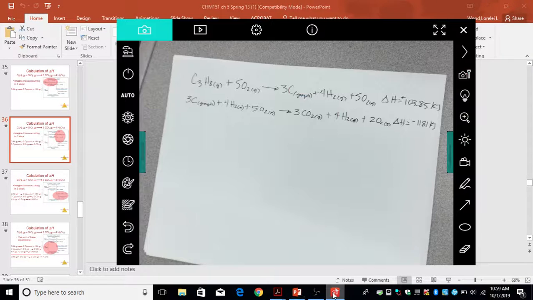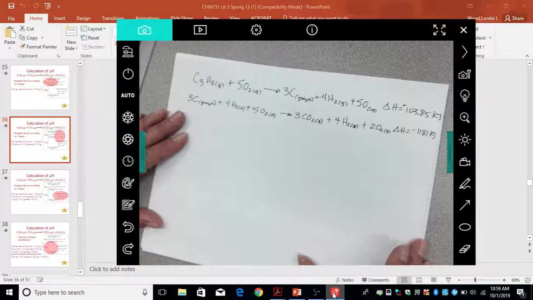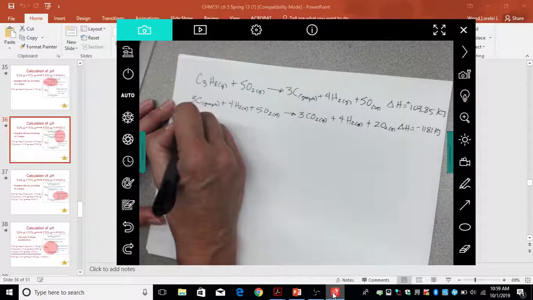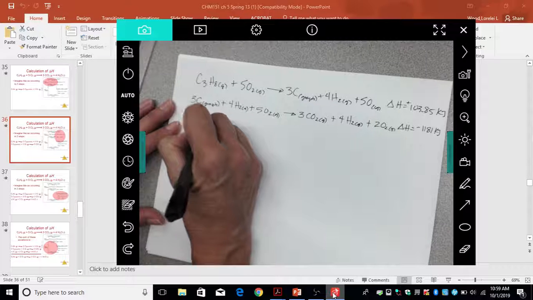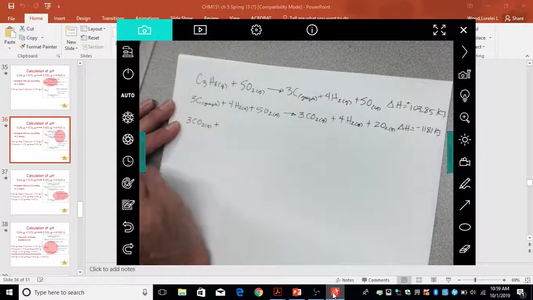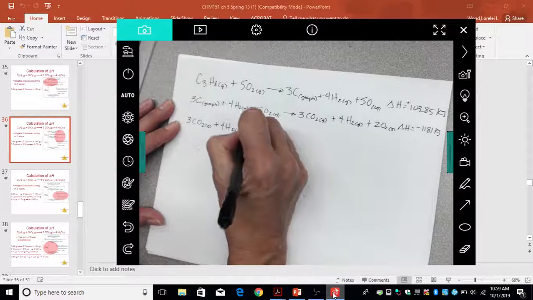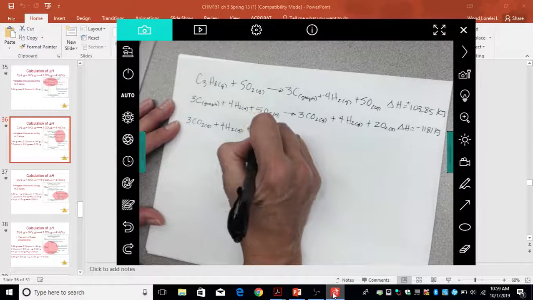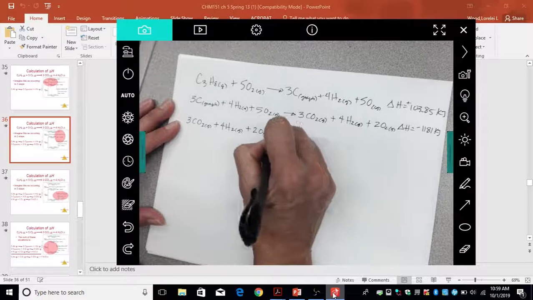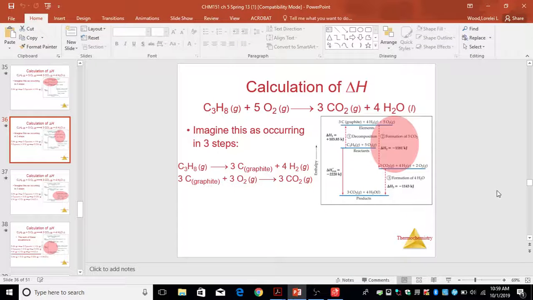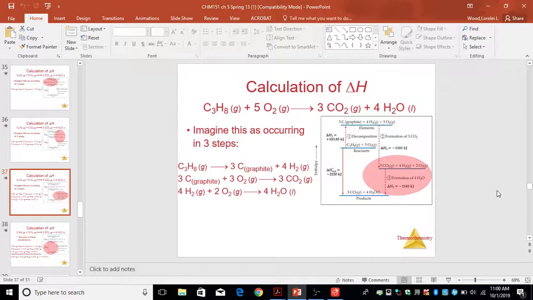Back to the Ladybug. So far, you can see what I've done. I'm going to do the same thing. Now I'm going to take my products here, and that's the third step of my reaction, 3CO2 gas plus 4H2 as a gas plus 2O2 as a gas. Right? Same kind of thing. Now I'm going to go look at the third step here.